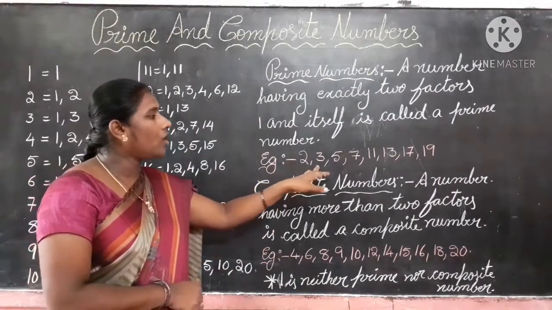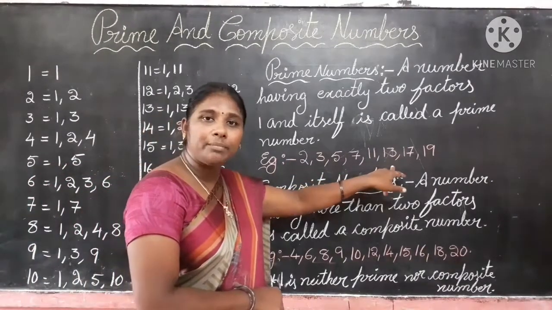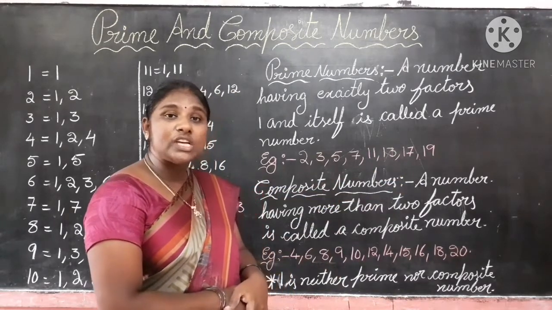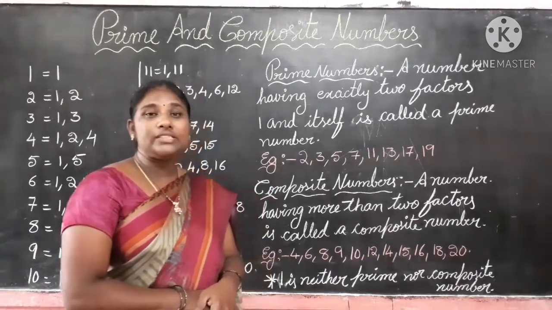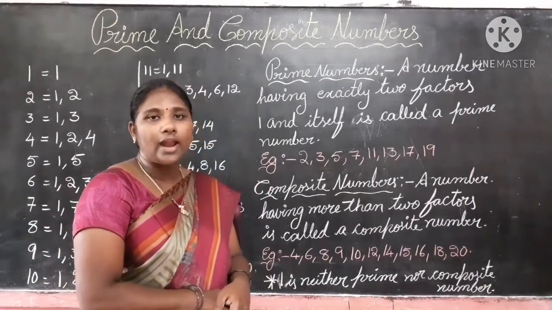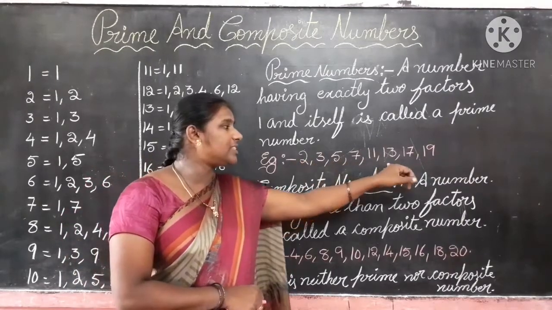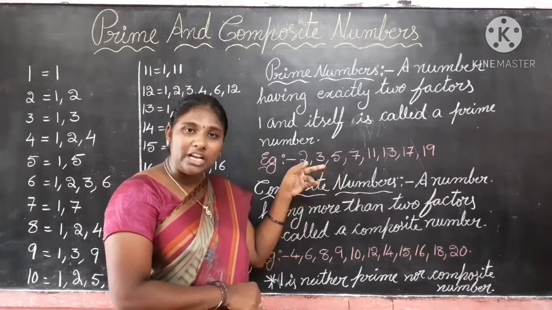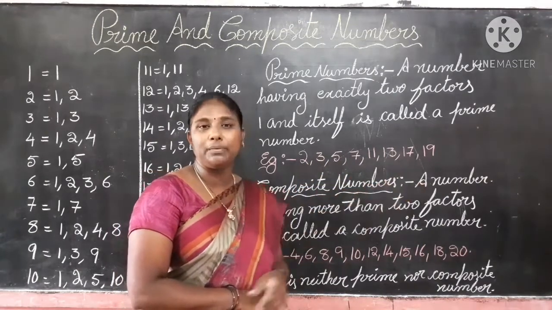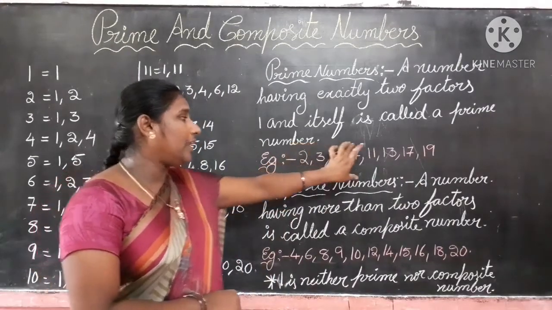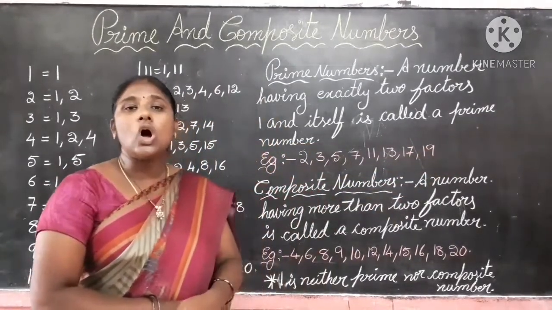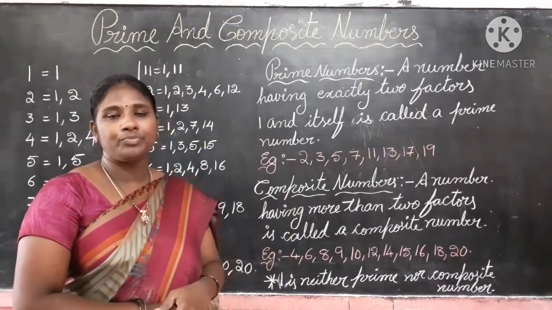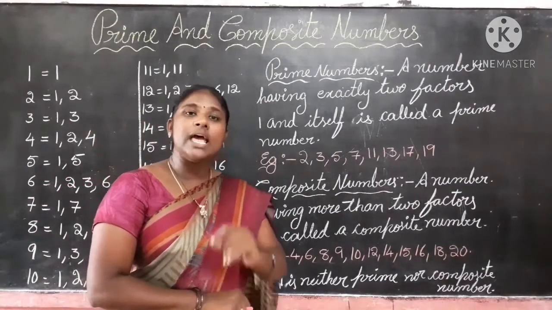If you observe, all prime numbers are odd numbers. What are odd numbers? Numbers which are not a multiple of 2 are called odd numbers. Only 2 is a multiple of 2; all the remaining prime numbers are not multiples of 2. So all prime numbers are odd numbers except 2.